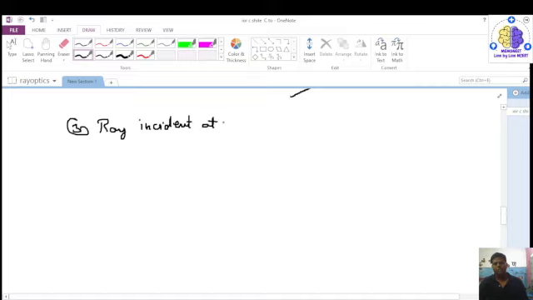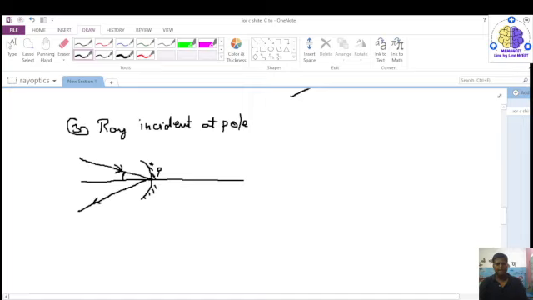Incident at pole, right? So if this is a concave mirror, right? This is the pole. So the light ray which is incident on the pole, this will be the angle of incidence. Making the same angle, it will get reflected, and this would be the angle of reflection. This is R. So this is how the light ray will get reflected.